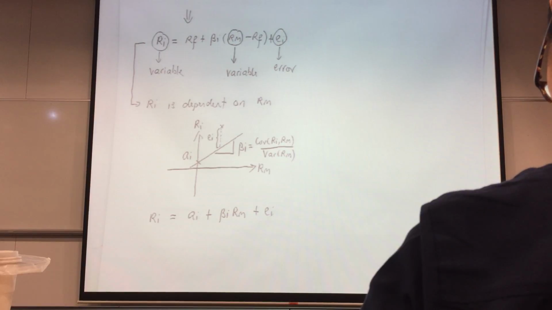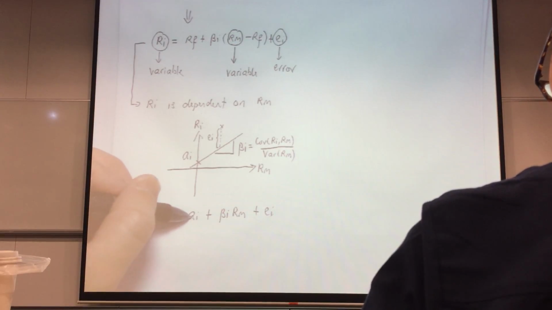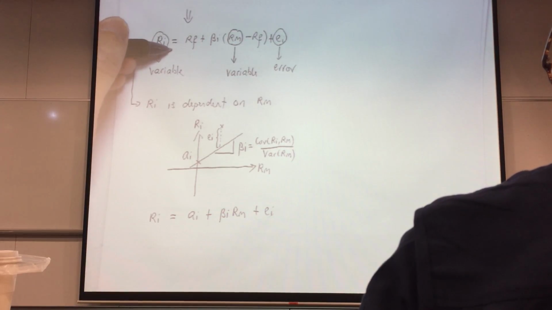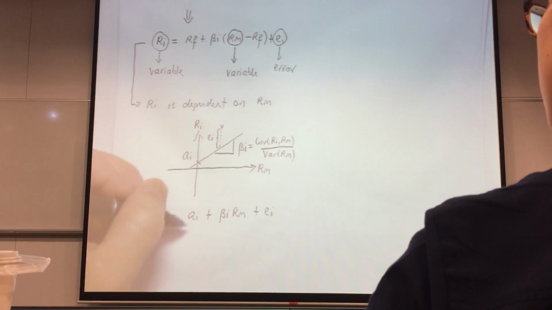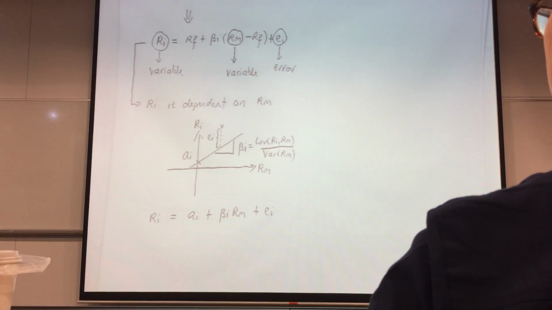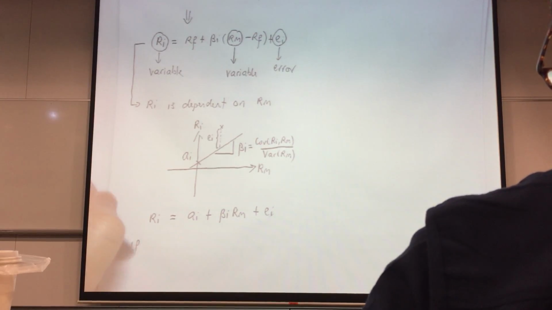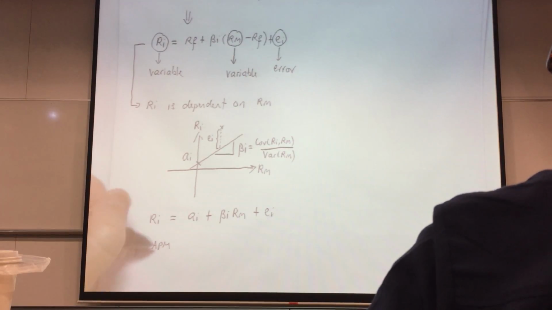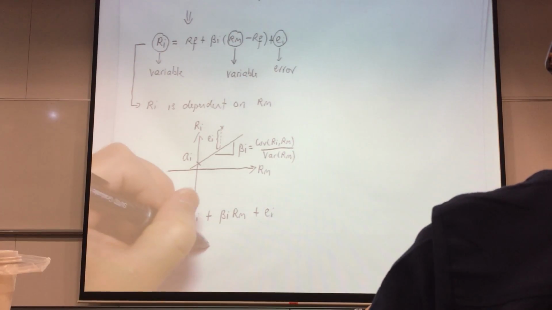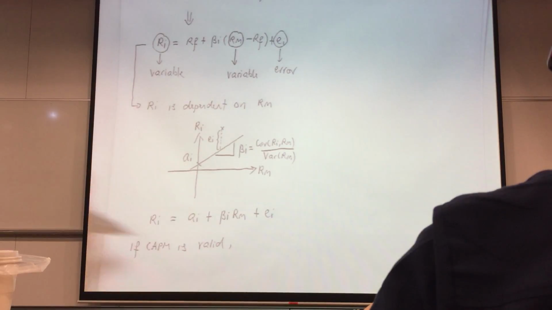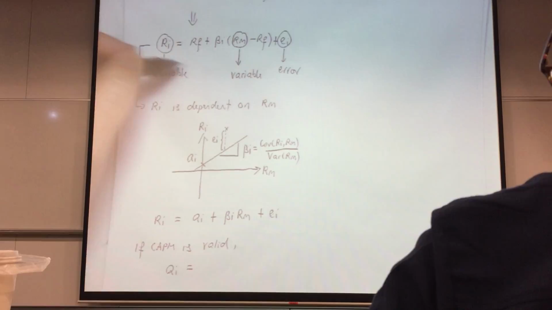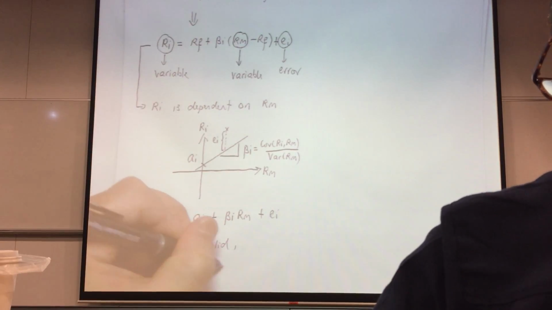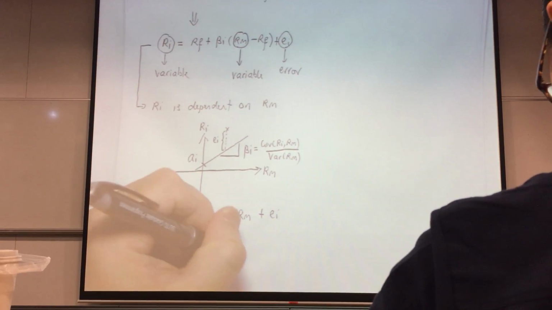If CAPM is a valid model, then you compare this equation to the one on top. You know that AI will be given by 1 minus beta I multiplied by RF. So if CAPM is valid, then you will realize that AI is the same as what is given by the CAPM equation, 1 minus beta I multiplied by RF.